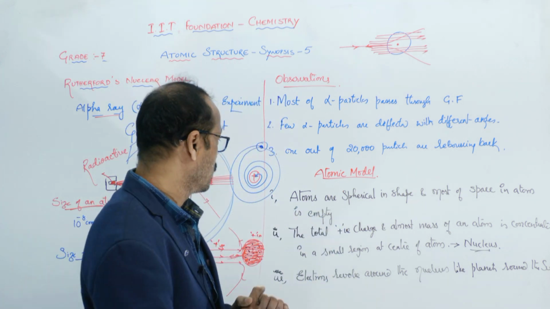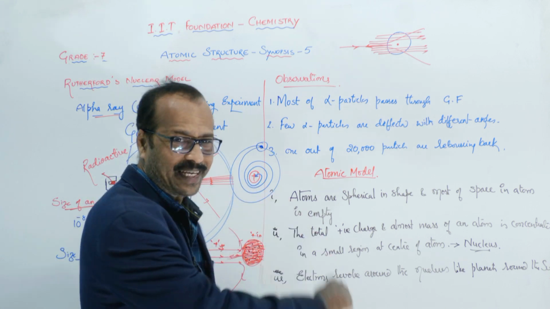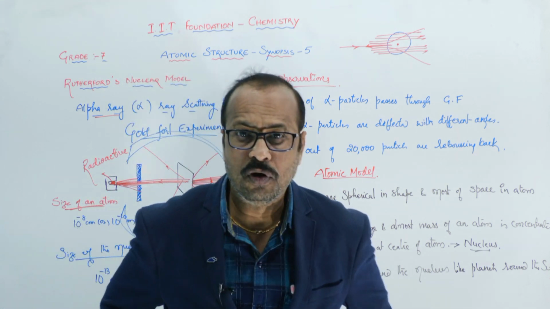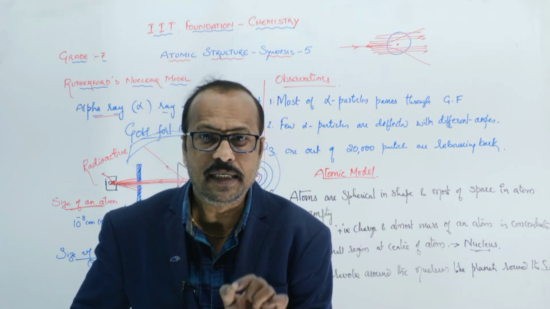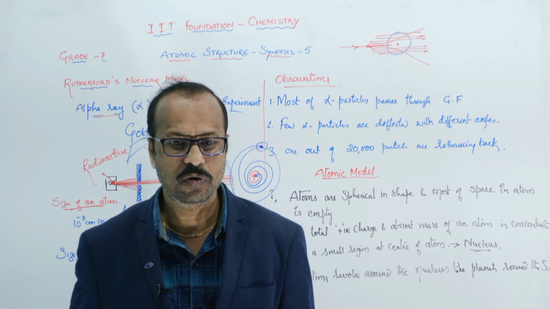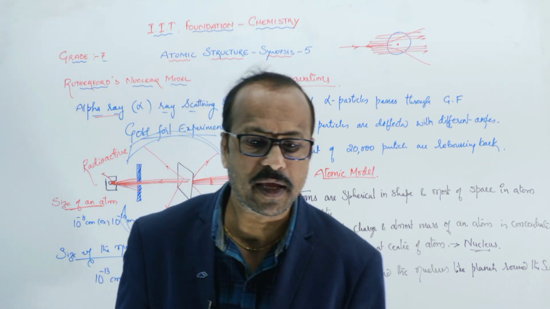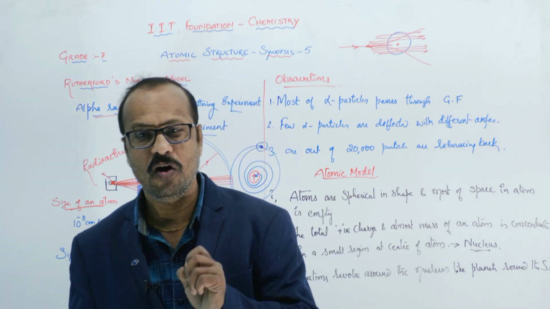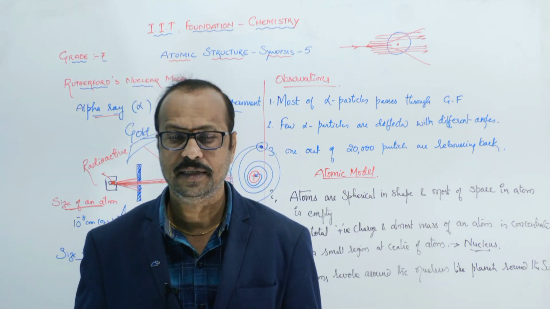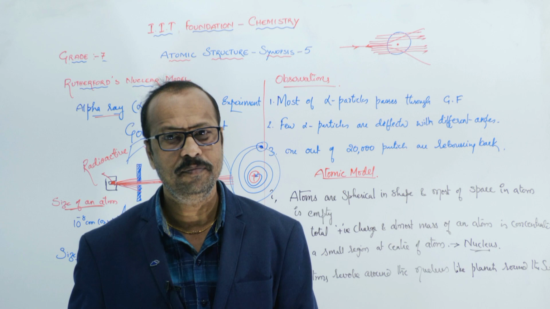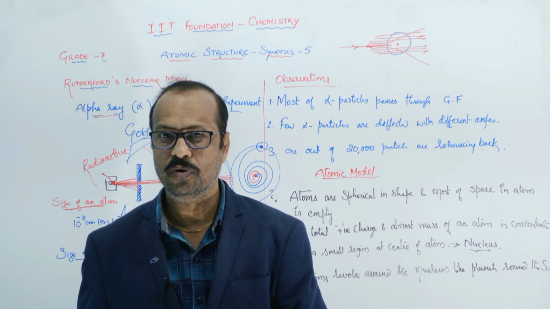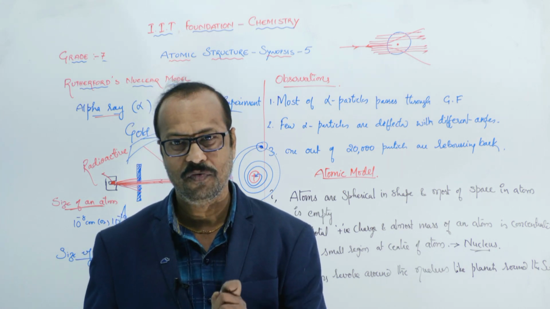So the meaning is what? Rutherford could not explain the stability of an atom. What could he not explain? He could not explain the stability of an atom. So that is a drawback. Simply you can say that Rutherford could not explain the stability of an atom.